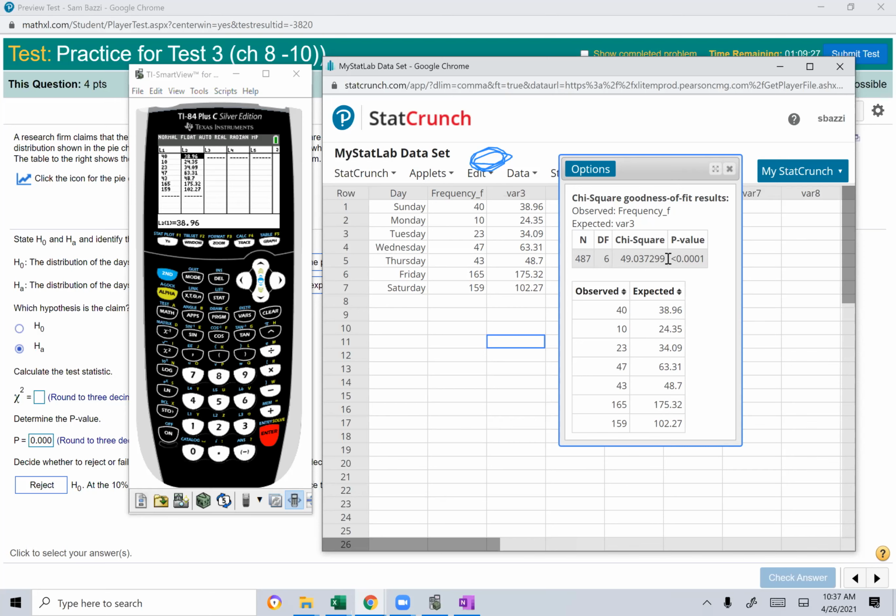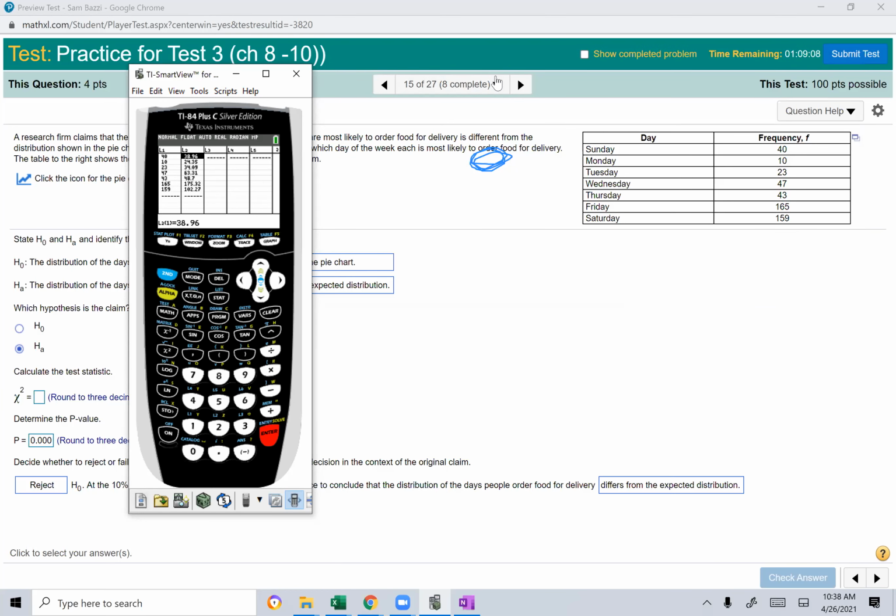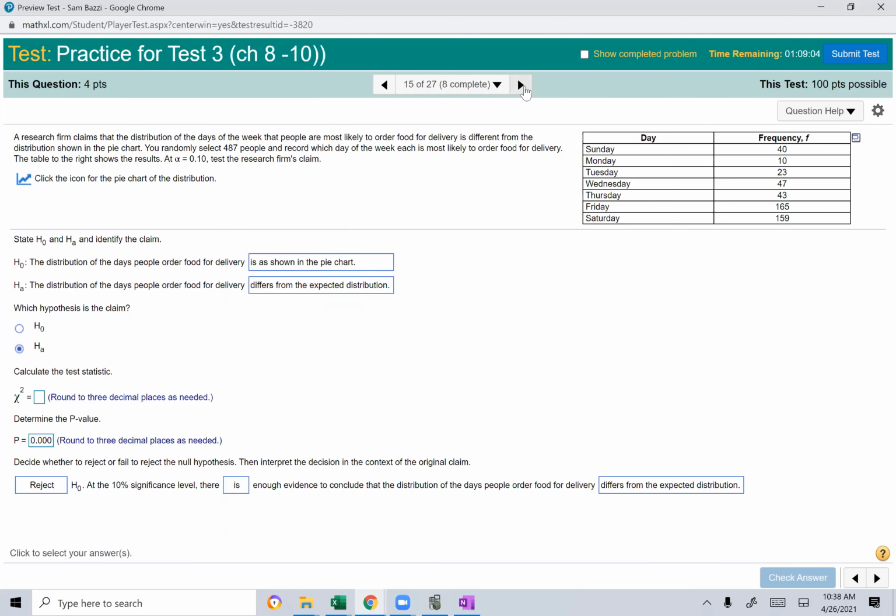and here you go, guys. 49.037, that's exactly the chi-square. Now, what does the p-value mean? It means 0. Just put 0, it's going to work. When the p-value is so small, less than 0.001, it means it's very small. And look, all those expected values. So reject H0 and support the claim. Okay. So let's clear the drawing and go to the next question.